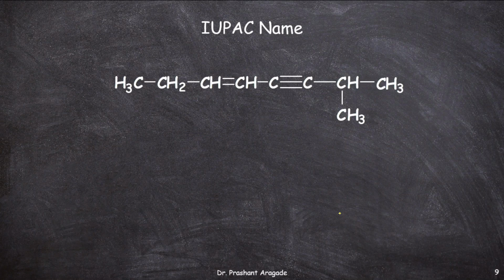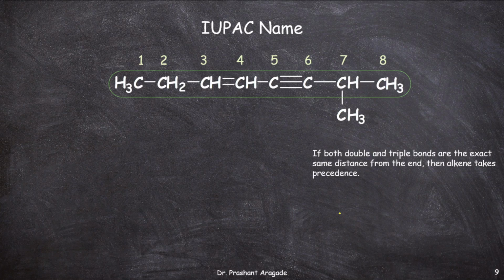So let's try another example. Select the longest possible carbon chain containing multiple bonds and give the numbering. Why is this numbering correct? Because if you number from both ends, meaning left to right and right to left, at that time both multiple bonds get number 3, that is the same number from both directions. So whenever such a condition occurs, you have to give preference to the alkene group. So this numbering is correct.